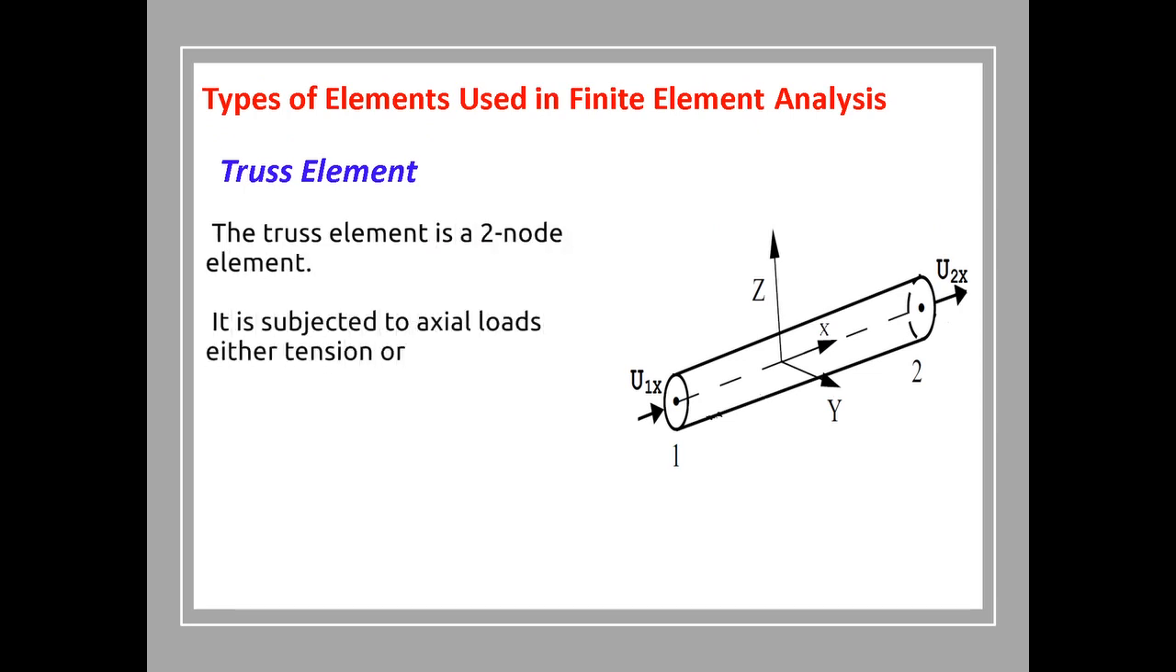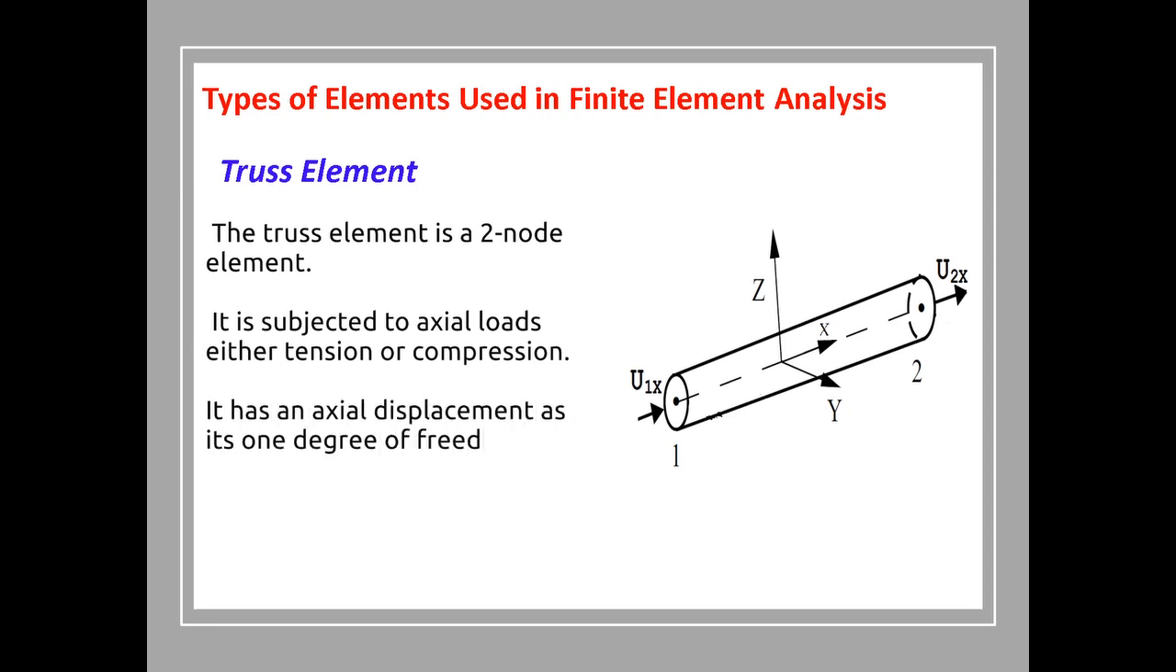To begin, we have the truss element. It is a two-node element that experiences tension or compression from axial loads. It has an axial displacement as its 1 degree of freedom. It is applied to cables and trusses modeling.